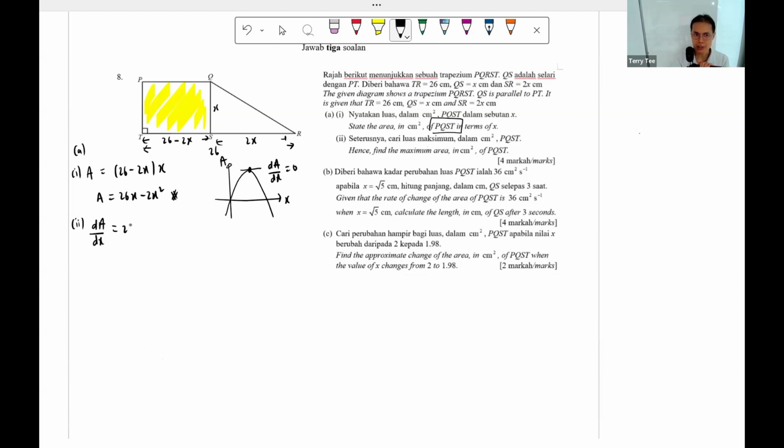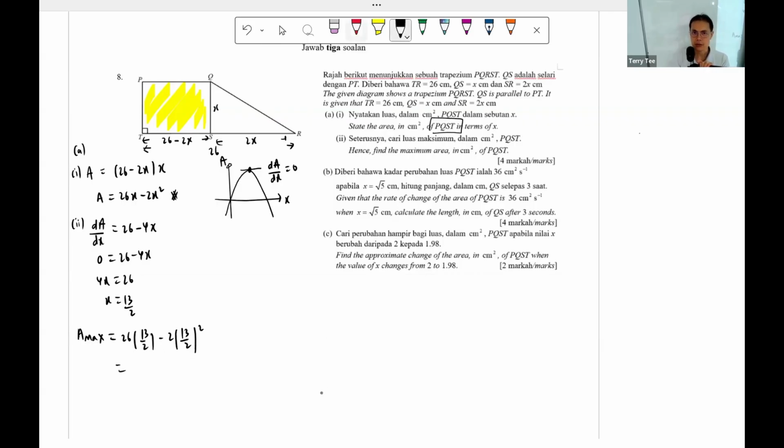So differentiate this, you get 26 minus 4x. Maximum happens when dA/dx is 0. We bring over, 4x is 26. x is 13 divided by 2. You can write 6.5. Take this x value, sub inside your A. That will give us the maximum value, 26 times 13 over 2 minus 2 times 13 over 2 squared.